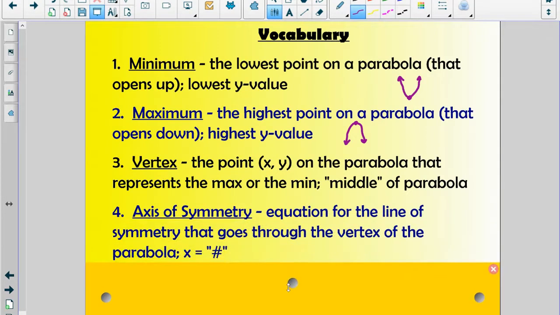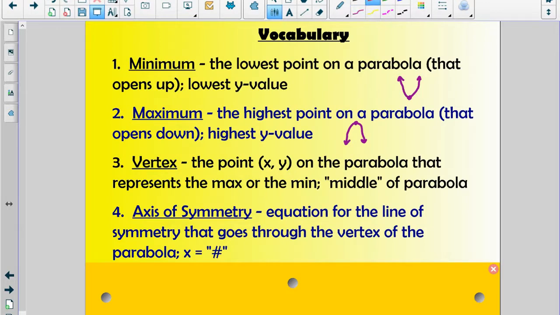Now, the axis of symmetry is probably the trickiest one because it's a lot of words that we're not used to using. So in this case, axis, where have we heard the word axis before? Well, just like when we work with graphing, we have an x-axis and a y-axis, which are just lines that create our coordinate plane. So the axis of symmetry is a line. It's a line of symmetry, meaning that it's a line that says everything on one side is a mirror image of everything on the other side. It's like a reflection line. So the axis of symmetry will always go right through the vertex of the parabola.